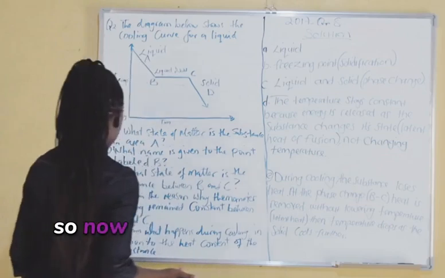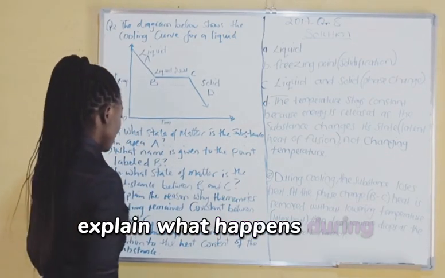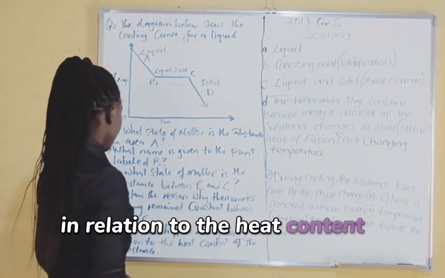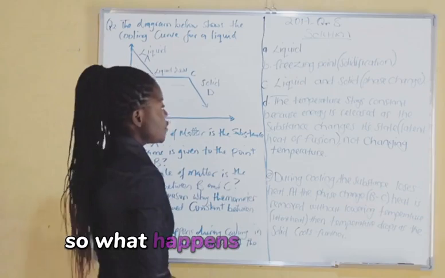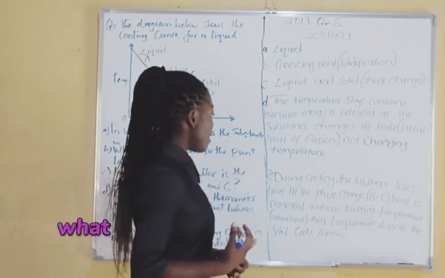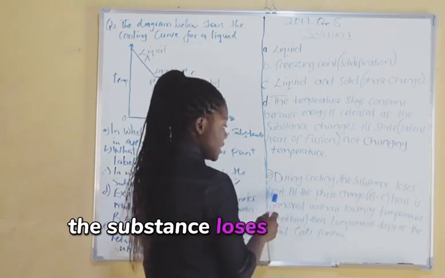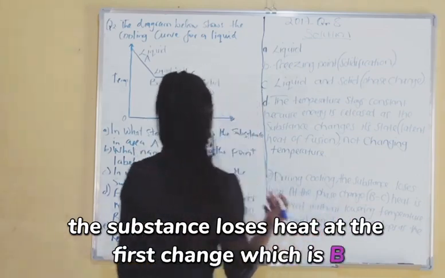Okay, now we move on to the last question, which says: explain what happens during cooling in relation to the heat content of a substance. So what happens during cooling? When you put your liquid or water in the refrigerator, what happens during the cooling process? During cooling, the substance loses heat at the phase change, which is BC here.